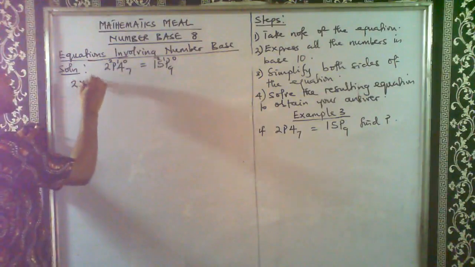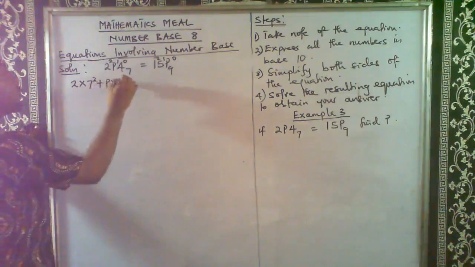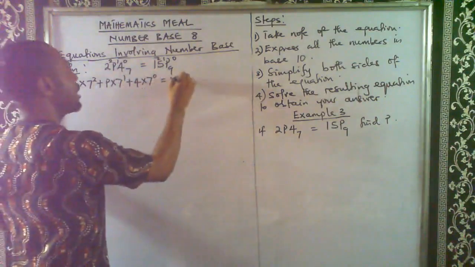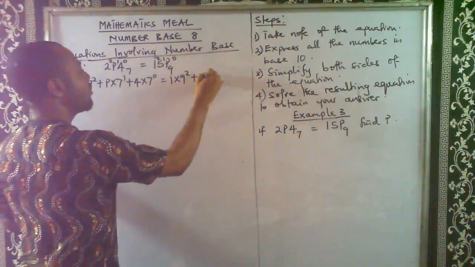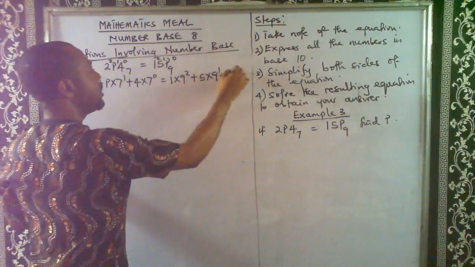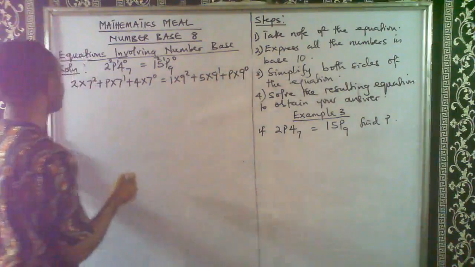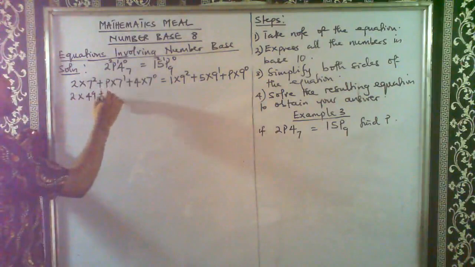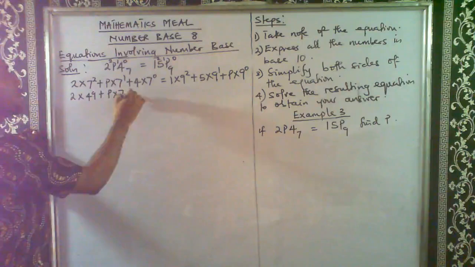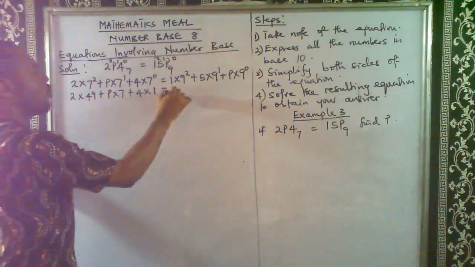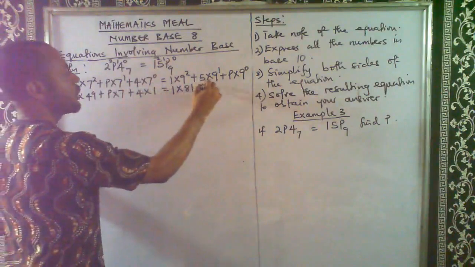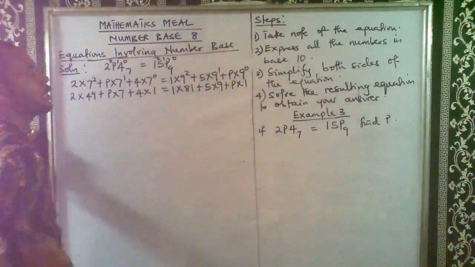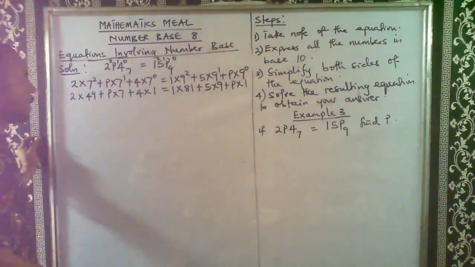2 times 7 raised to power 2 plus p times 7 raised to power 1 plus 4 times 7 raised to power 0 is equal to 1 times 9 raised to power 2 plus 5 times 9 raised to power 1 plus p times 9 raised to power 0. Okay, this 7 raised to power 2 is 49. Then p times 7 raised to power 1 is 7p. 4 times 1, 1 times 81 plus 5 times 9 plus p times 1, because 9 raised to power 0 is 1, 9 raised to power 1 is 9, and 9 raised to power 2 is 81.